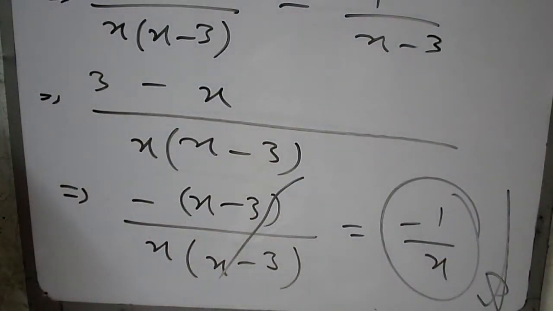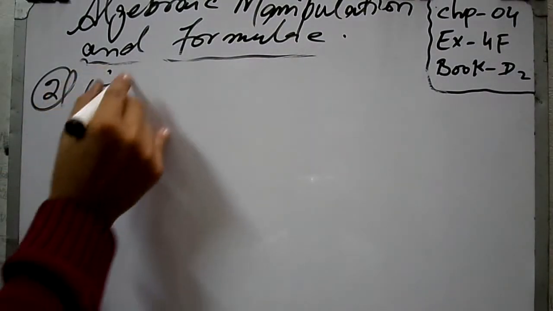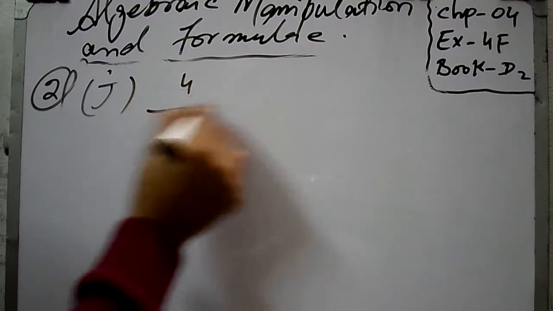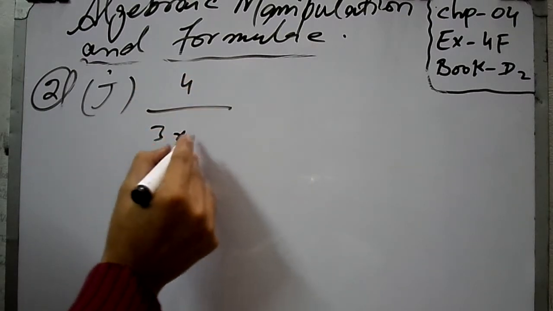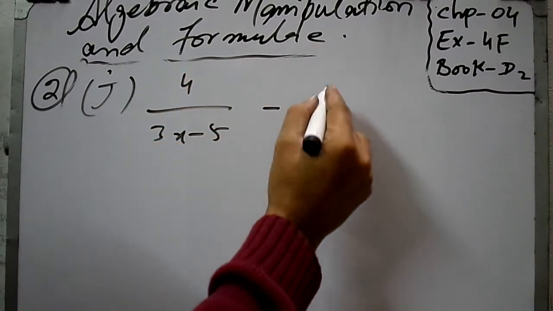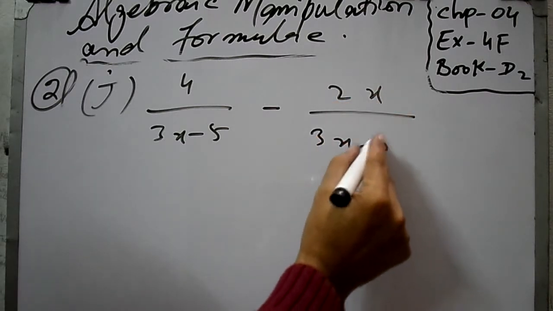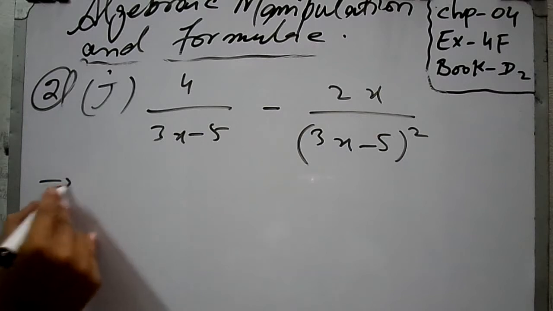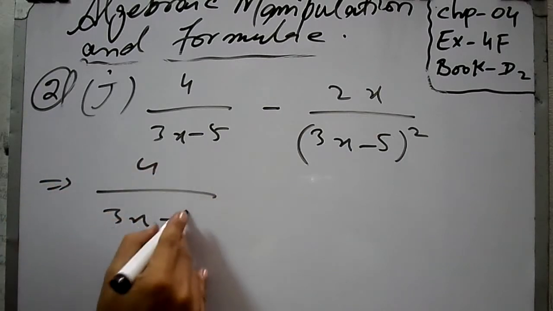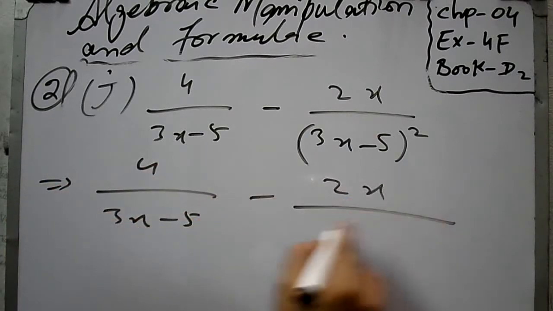Now coming to the J part. That is 4 by 3x minus 5 minus 2x divided by 3x minus 5 whole square, right, 2 times.